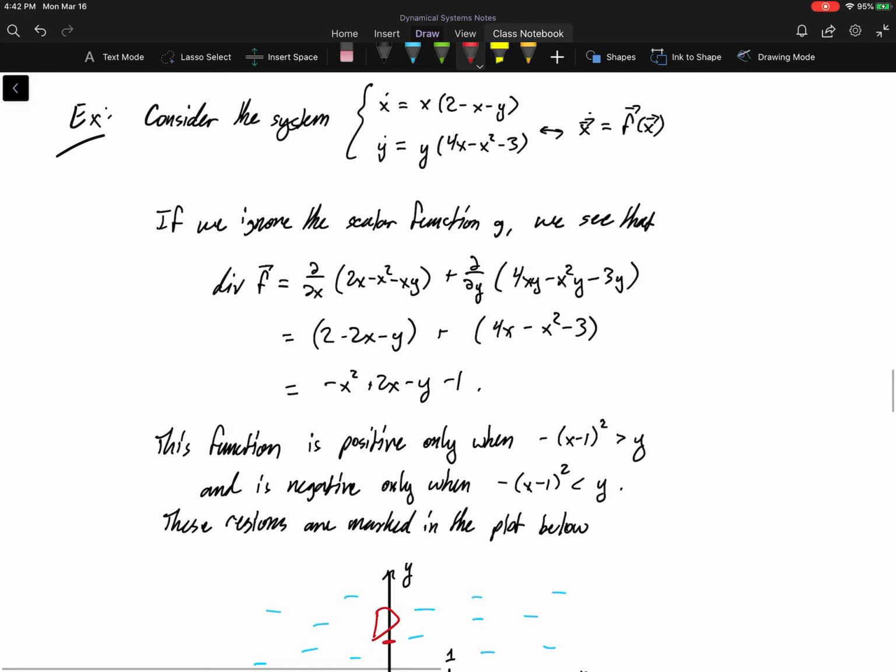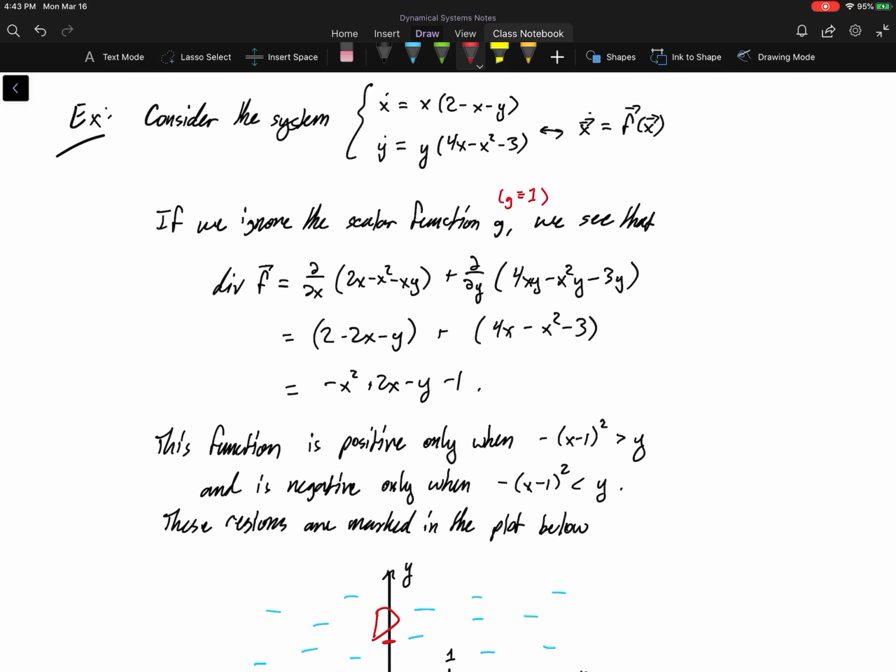Let's actually see this in action. So consider the following system. This system I actually pulled straight from the textbook, so feel free to follow along with their exposition. But here's the deal. We can ignore the scaling function. We can just say G is equal to 1 for all intents and purposes. So up here, G is identically the 1 function.